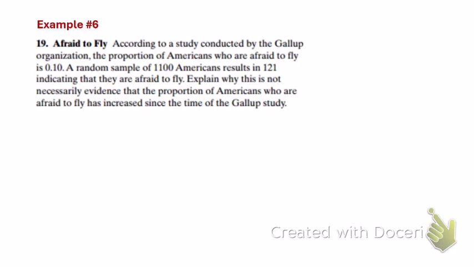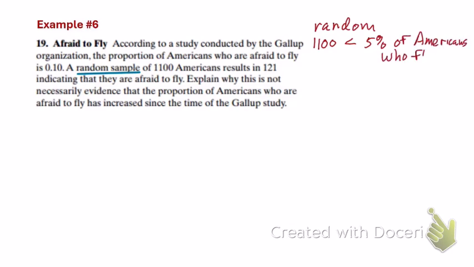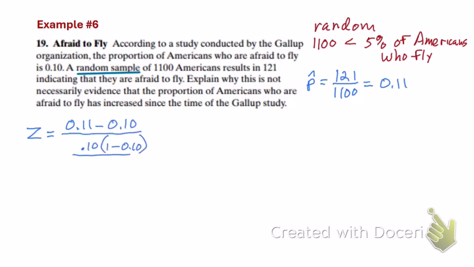Now, is this evidence that the proportion has changed since they took that poll? In other words, let's take a look. First of all, was it random? Yeah. Is 1,100 5% or less of the population of American flyers? Yeah. Easily. Okay, so it's set up right. So what's p hat here? Now look at this. p hat's 11%. The Gallup poll said 10%.